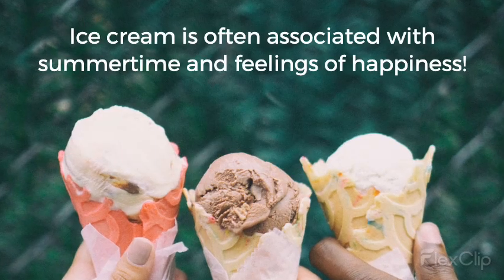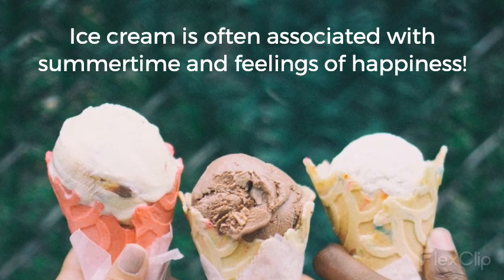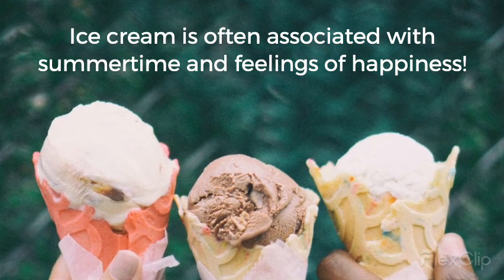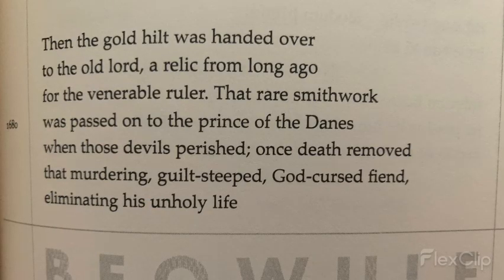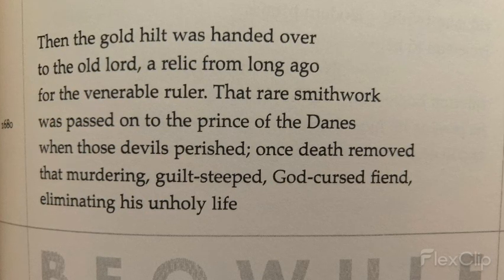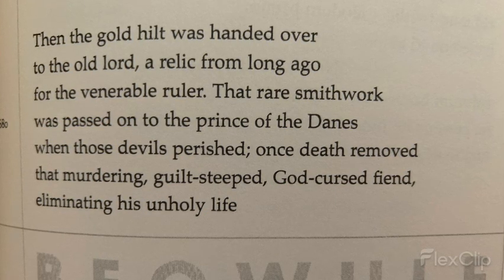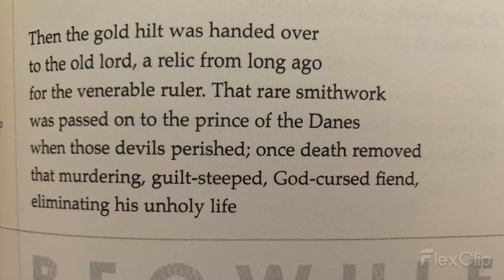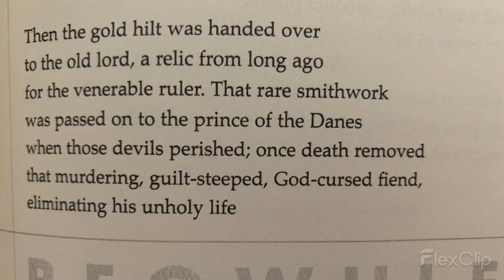If we recall when we discussed the denotative meaning of ice cream, it was referred to as a soft and frozen treat containing milk, sugar, and flavoring. However, its connotative meaning is that it's often associated with summertime and feelings of happiness. Let's take a look at the same passage from Beowulf that we looked at earlier. "Then the gold hilt was handed over to the old lord, a relic from long ago for the venerable ruler." You may recall that the denotative meaning of that sentence is that Beowulf handed over a sword by its handle to the ruler of the Danes, who is Hrothgar.